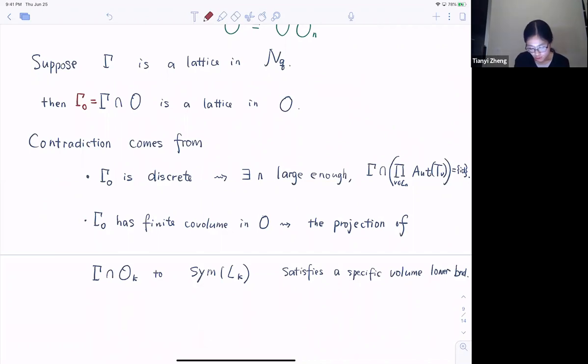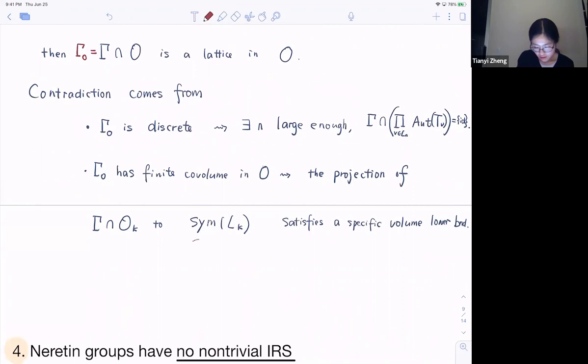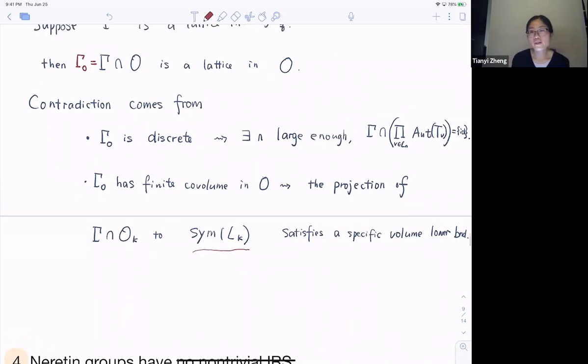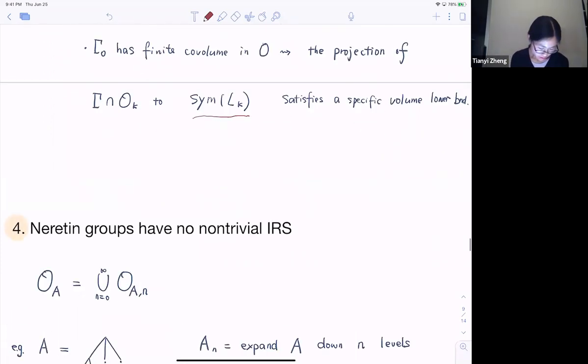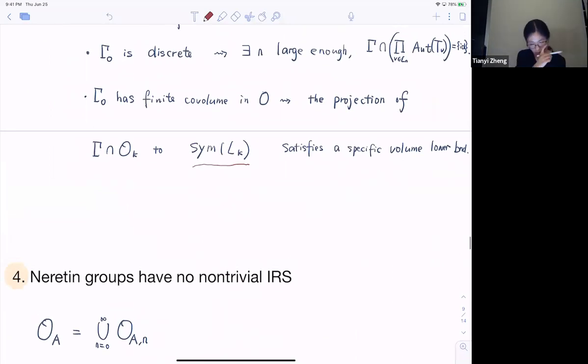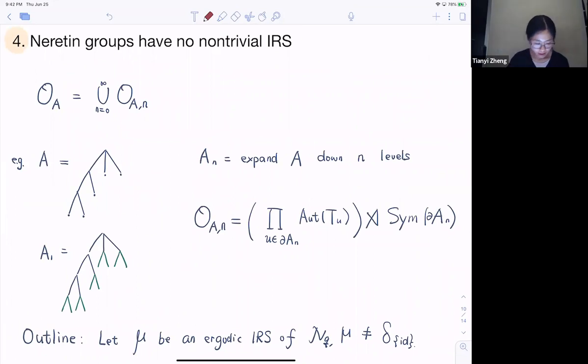And then for the actual proof, you have to consider exactly what happens in these subgroups of the symmetric group, and they invoked some very strong results of Babai about subgroups of symmetric groups. It's a pretty difficult calculation. But if you look at it from very far away, there is some tension between the topology and the volume counting. So we want to do something similar for invariant random subgroups. At the end of the day, it's still some tension between the topology and the volume counting. The proof that Neretin groups have no non-trivial IRS has the following outline.